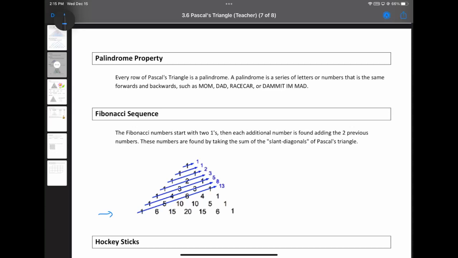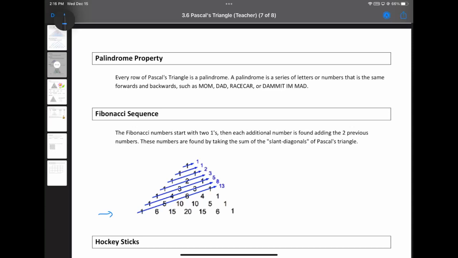And since we're on the topic of palindromes, I thought I'd share a couple of ones. Mom is a palindrome, M-O-M, spelled backwards is M-O-M. Dad, race car, spelled backwards is race car. And my favorite one, damn it, I'm mad, spelled backwards is damn it, I'm mad.